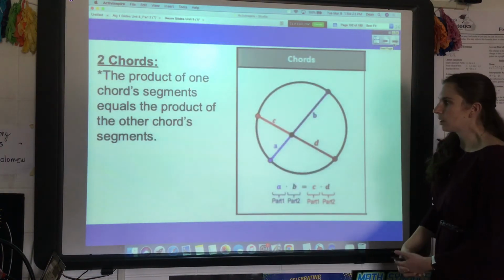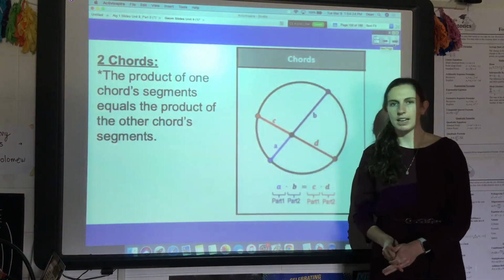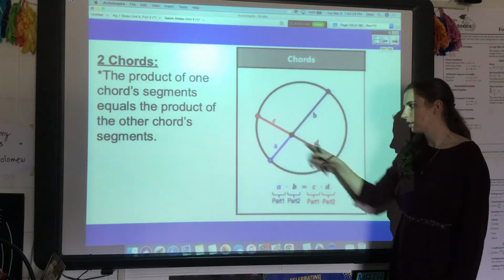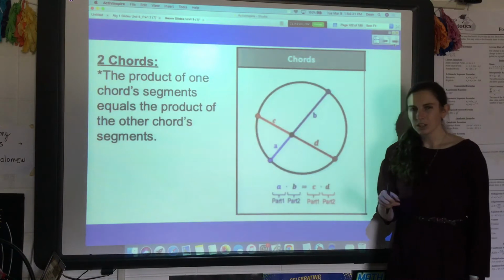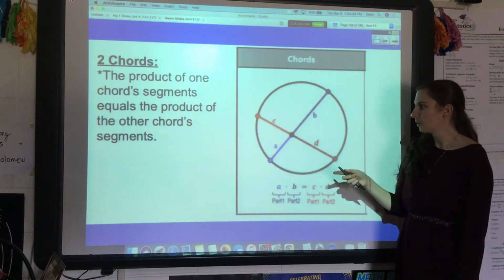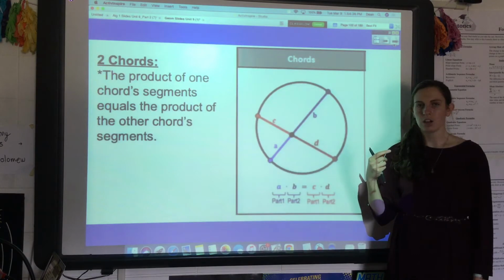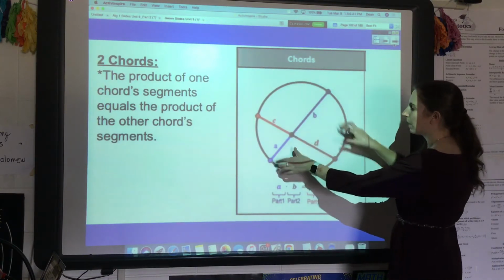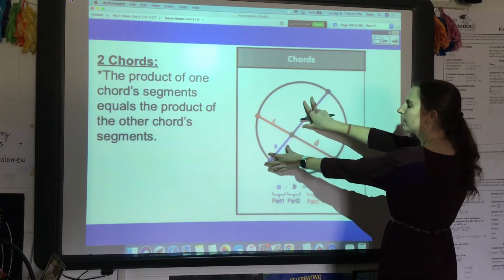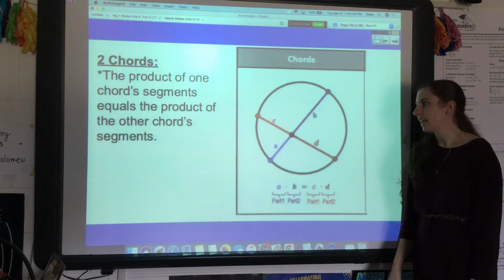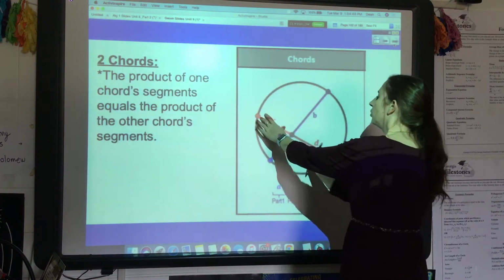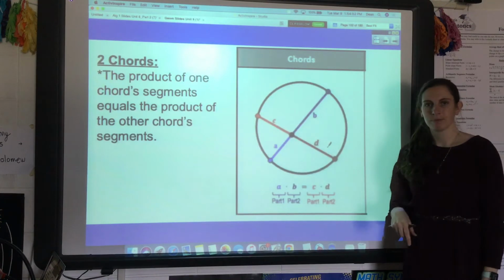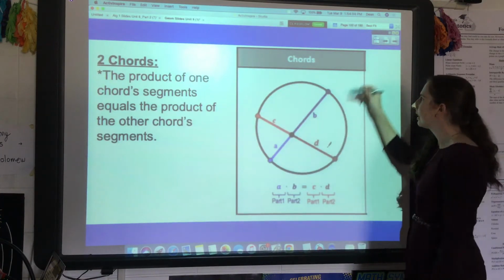All right, let's talk about chords a little bit. This is not as intuitive. With chords, remember chords cut across the circle. It's actually a really cool relationship. These chords, wherever they cut each other, form these kind of proportional pieces. If you multiply the two blue pieces together here, you get the exact same thing as if you multiply the two red ones. A times B equals C times D, which is kind of cool. So let me show you an example of this.